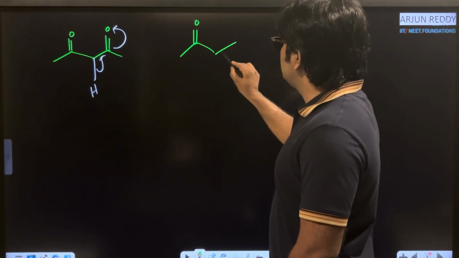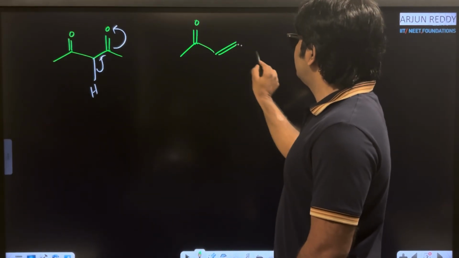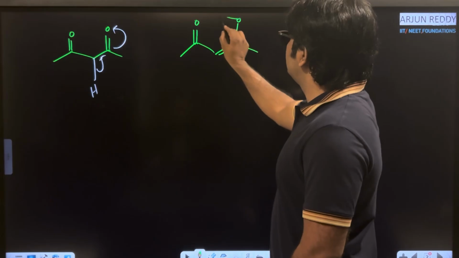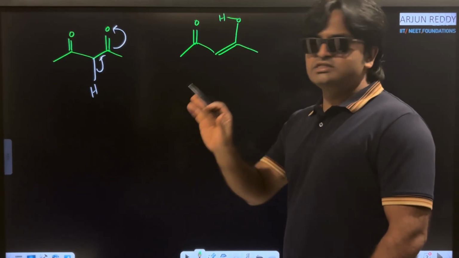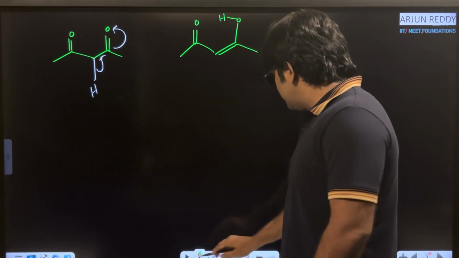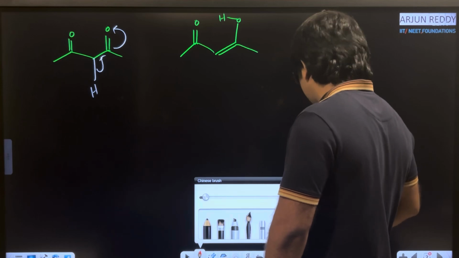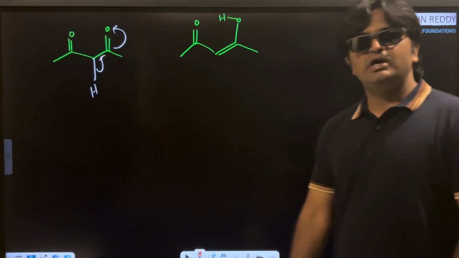Here introduce new pi bond. Yes, very clear. Methyl. And here what we are writing? OH. This is our enol. Okay. Now we will discuss at equilibrium state. Now who is more stable and what are the reasons?